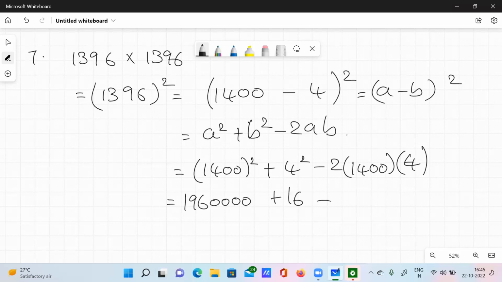And 16 minus 2 into 14, 28. 28 into 4, how much? 4 8s are 32, 4 2s are 8, 8 plus 3, 11. Put 2 zeros here. So what's the value here? Finally, 1948816 is the value of this particular problem.